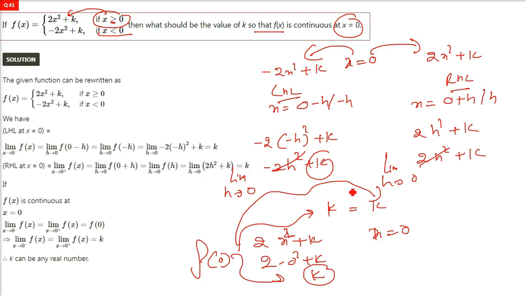But how to get the value of k? We don't know. So we just have to give the answer that k can be any real number. This is the biggest set we know. We are not going to any other set that is higher than real numbers. Real number is the set we just talk about.